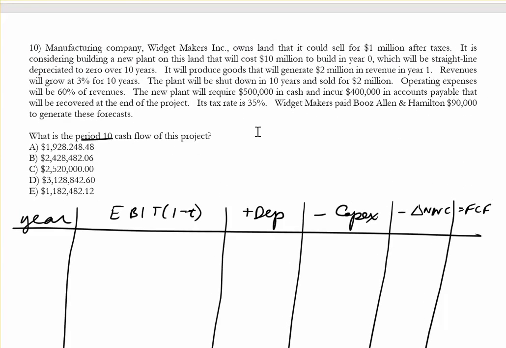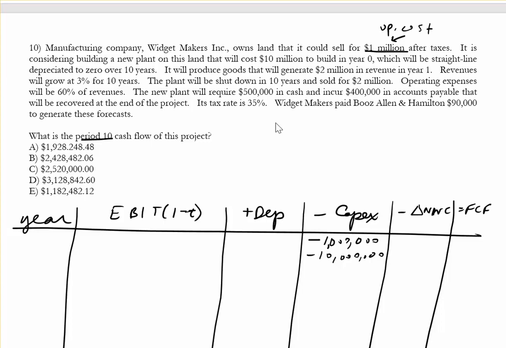Alright, let's look at the information. So let's just go in order here. We have this manufacturer owns land it could sell for $1 million after taxes, and it's going to use this land for the project. That is an opportunity cost, so we have to include it. And then it tells us that the plant itself would cost $10 million to build. So that is clearly a capital expenditure in year 0.